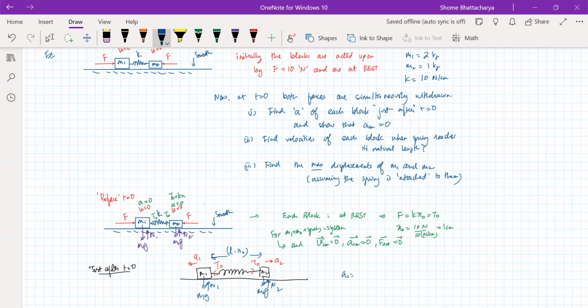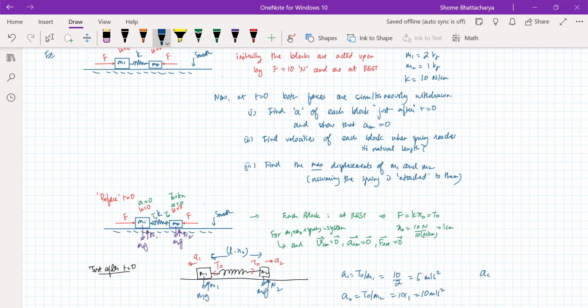a1 is equal to T naught by m1. So that is how much? 10 newtons divided by 2 kilograms. So 5 meters per second square. a2 is equal to T naught by m2, which is 10 meters per second square.